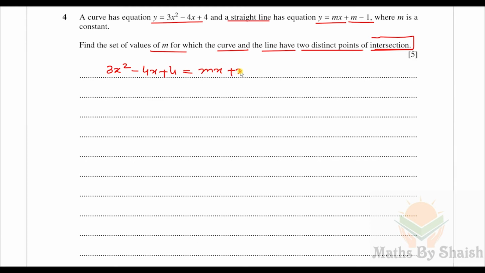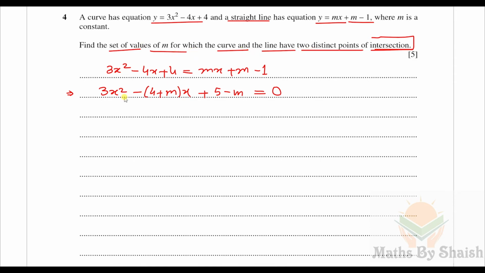So let's make a quadratic equation out of it. It will become 3x square minus (4 plus m) times x. I'm taking this thing over here minus m, and I took minus common, so it becomes minus (4 plus m) times x, plus this 4 and this is 5 minus m is equal to 0. Now we require the set of values of m for which the curve and the line have two distinct points of intersection.